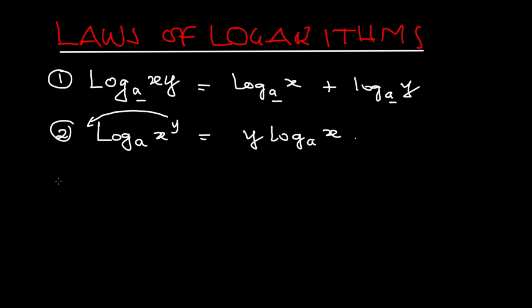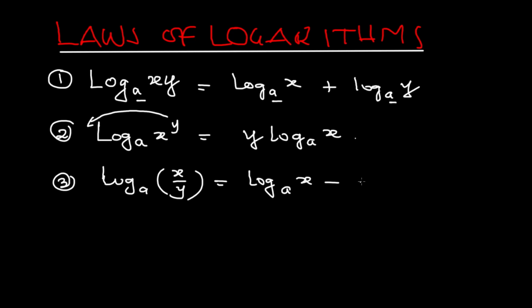Then we have rule number 3, which is what they call the quotient rule. So if you had log a, that's the base, and then we have the quotient here. So what happens here? It's similar behavior to exponents, except it will become like this. Notice that we split this into that. We did a similar thing when we were doing exponents.